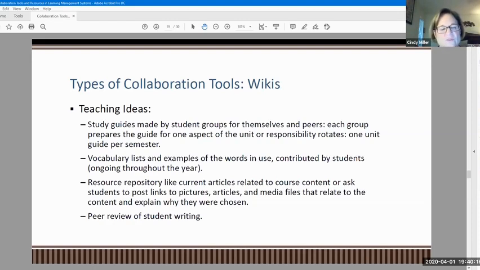Also, you can use it for peer review of student writing. This is what I really use the Wiki for. One of the things I used the Wiki for was to peer review other students' writing. So once they finished that particular policy paper, I had the other students that were not members of that group go in and peer review students' writing and provide suggestions and comments.